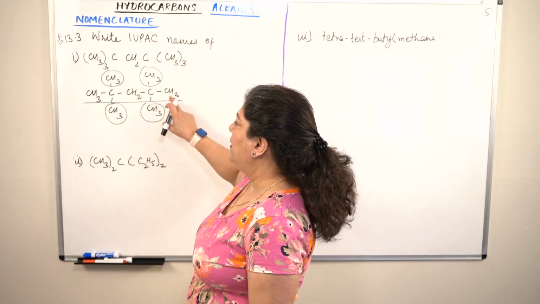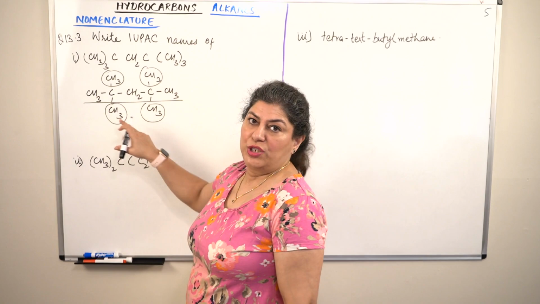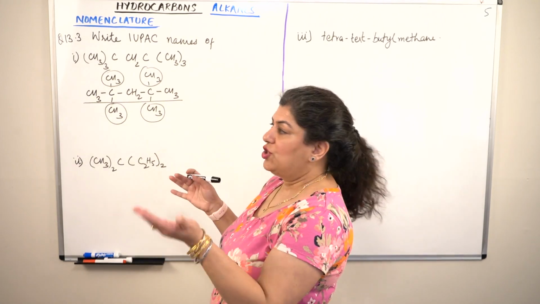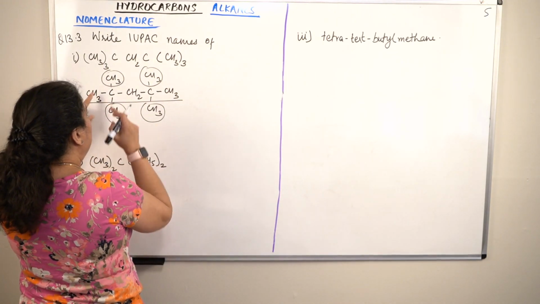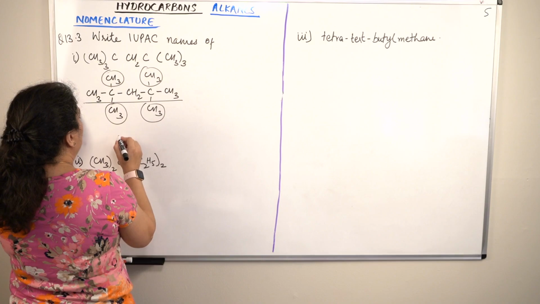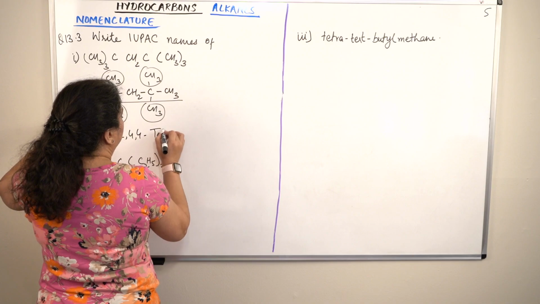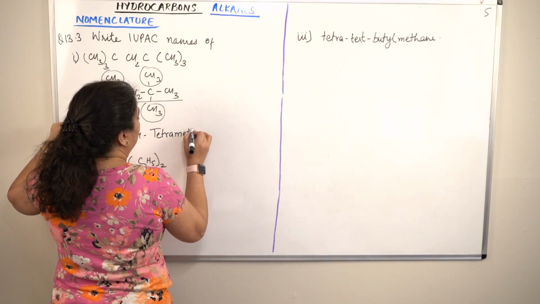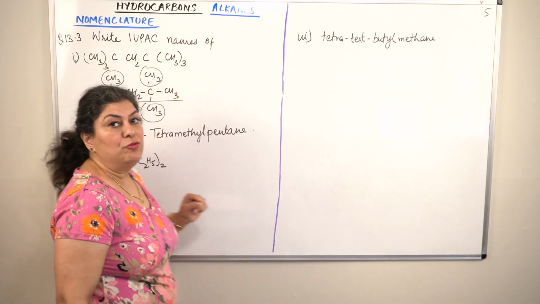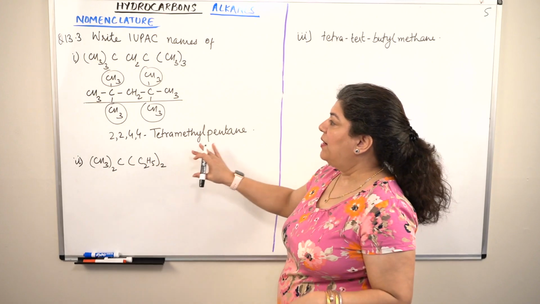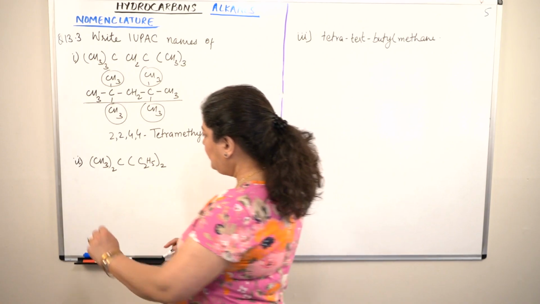There are 5 carbons. If I count from this side, my locants will be 2, 2, 4, 4. If I count from this side also, my locants will be 2, 2, 4, 4. So it doesn't matter which direction I count from. This molecule is a pentane, 1, 2, 3, 4, 5. So it's a pentane. And there are 4 methyl groups. So you'll say 2,2,4,4-tetramethylpentane will be the name of this compound. 2,2,4,4-tetramethylpentane.